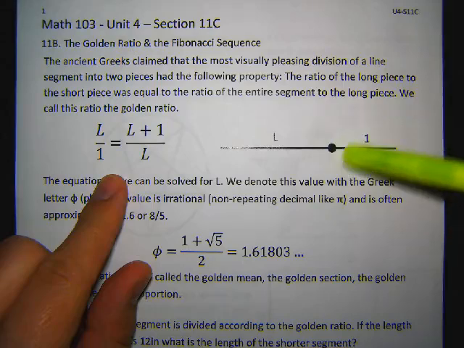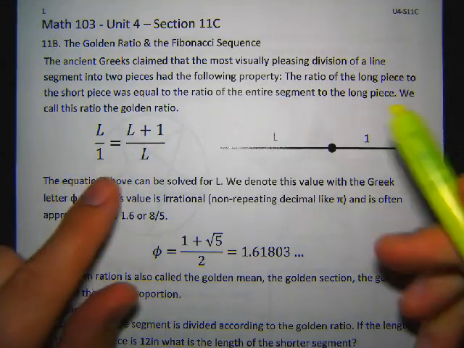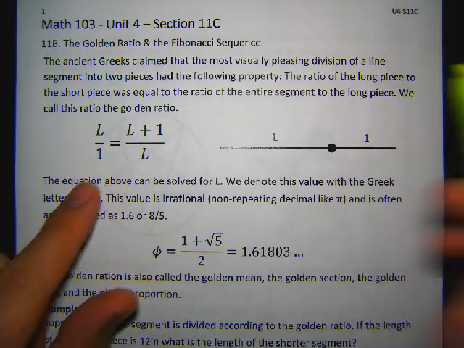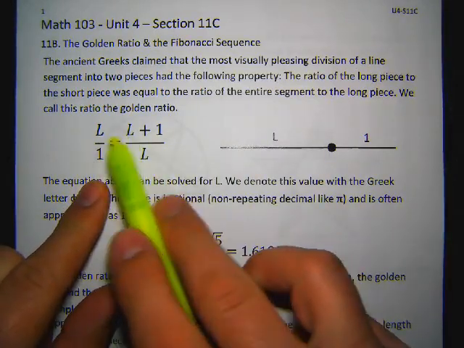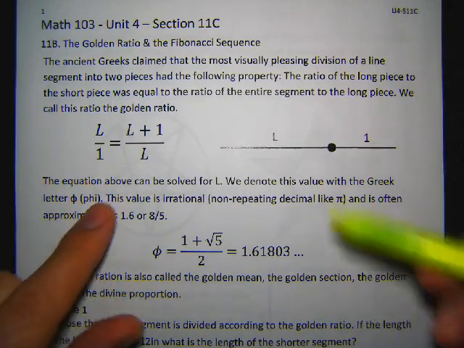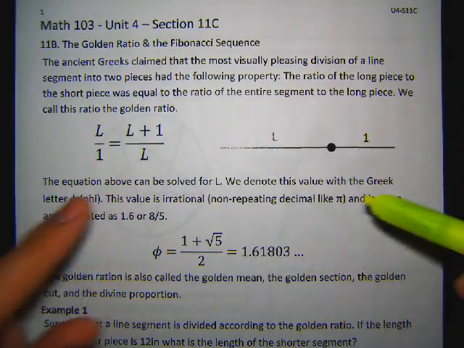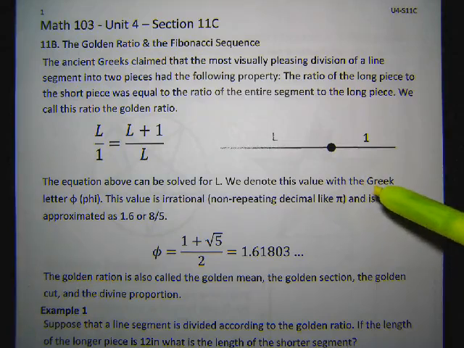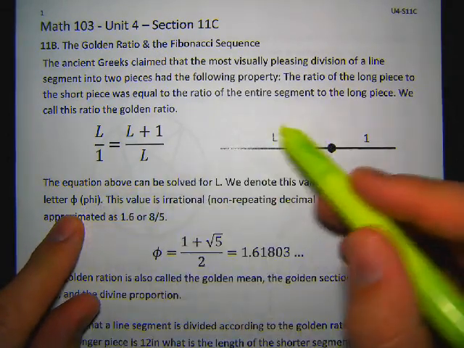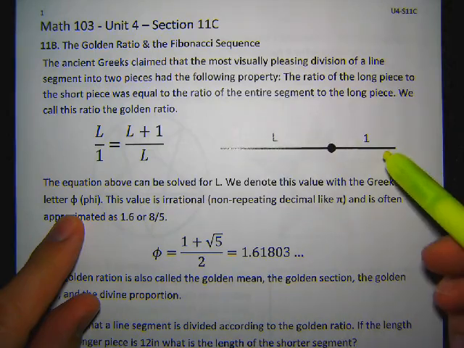So that was what they looked at. Writing it this way, where we make the short side 1 and the long side L, you actually get an equation that can be solved because we have just L's in here. So we can actually solve this for L. Now if you solve this and find L, we'll get a specific value, and we denote that value with the letter phi. So phi is the length of this side compared to the other side.